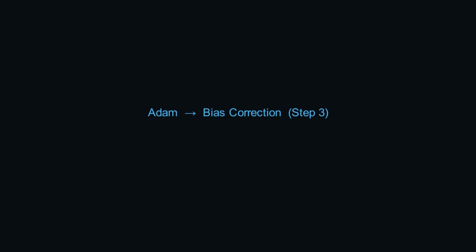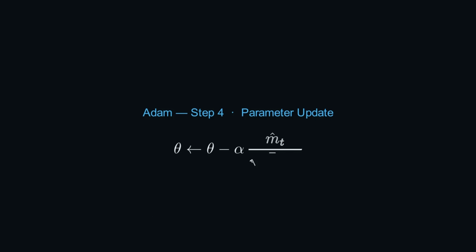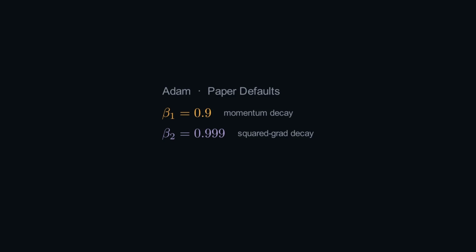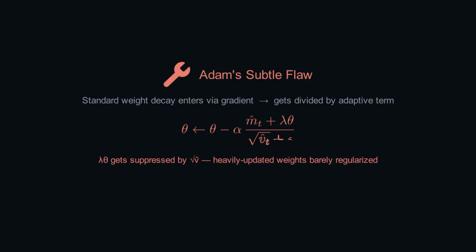Both moments start at 0, so early values are biased too low. Adam fixes this with bias correction. Divide the first moment by 1 minus beta 1 to the power t. Divide the second moment by 1 minus beta 2 to the power t. At step 1, those divisors rescale the estimates back to full size. Then step by the corrected first moment divided by the square root of the corrected second moment plus epsilon. The full defaults from the paper. Beta 1 0.9. Beta 2 0.999. Epsilon is 10 to the minus 8 and the learning rate is 0.001.